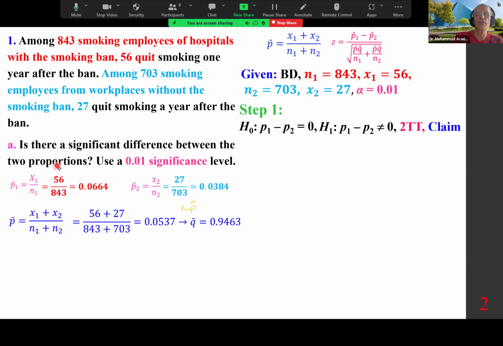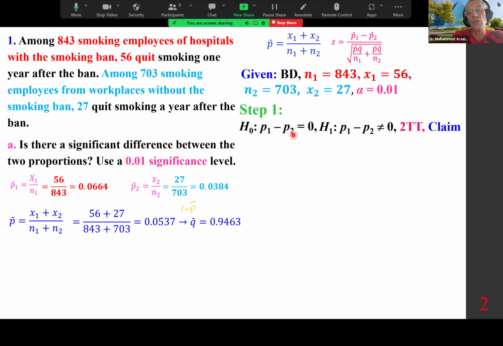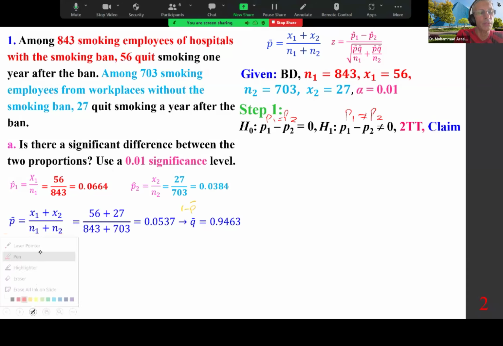And let's make that a claim. Again, just to make sure we understand, H0: P1 minus P2 is 0. H1: P1 minus P2 is not equal to 0, which makes it a two-tailed test. Why is this a claim? Is there a significant difference between the two proportions? We're going to make this a claim. Again, one way to write it would be as follows. We could have written P1 equals P2, and P1 is not equal to P2. Please don't mix them up. If you go with this, you must go with that.